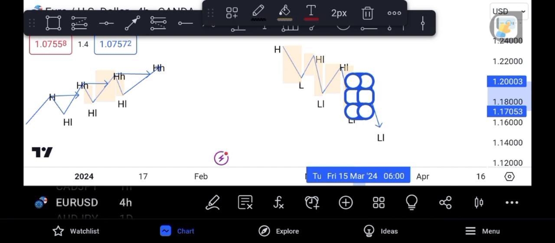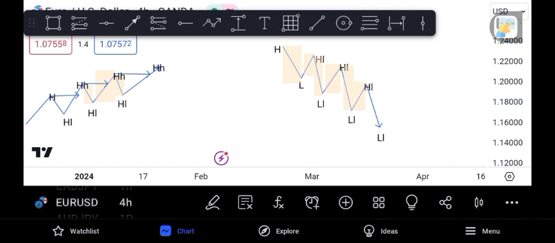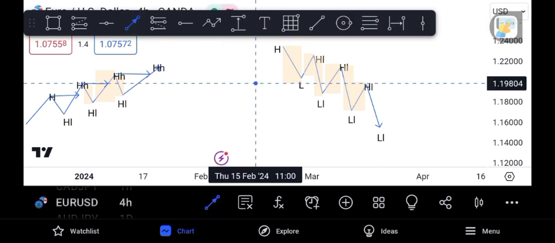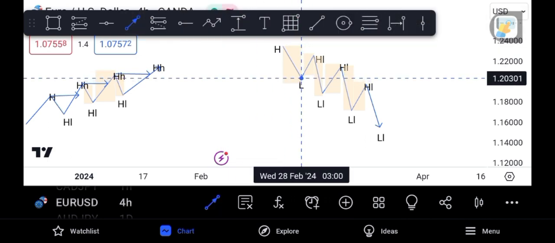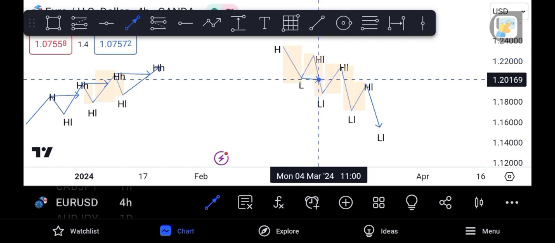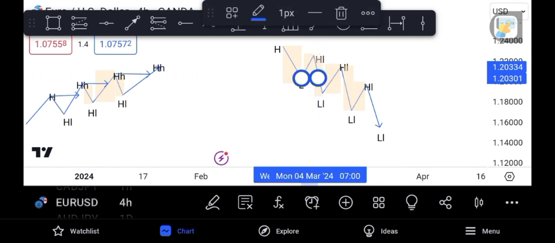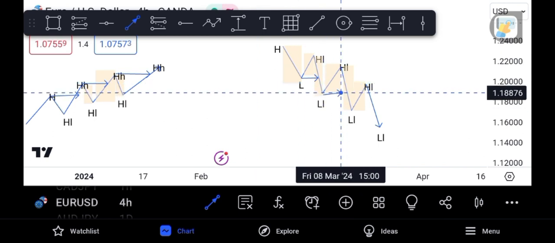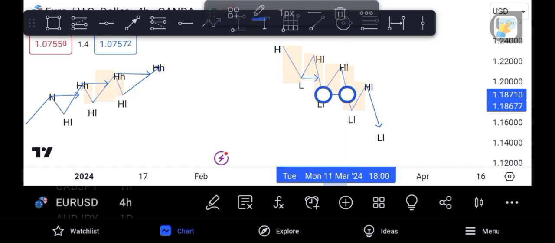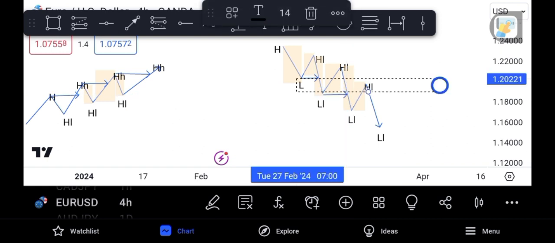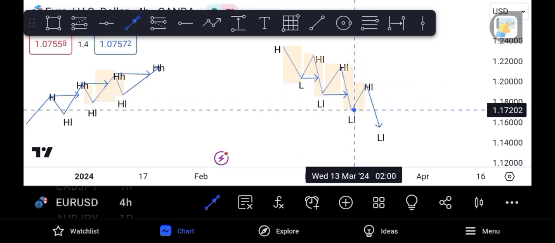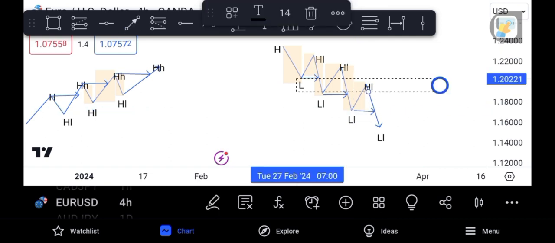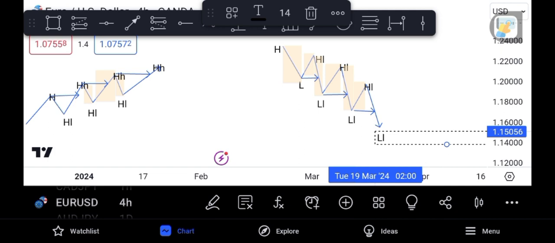The third characteristic of this market is that we need to see a clear break of structure. This is a clear break of structure. Another clear break of structure. Then another clear break of structure. This is another clear break of structure.